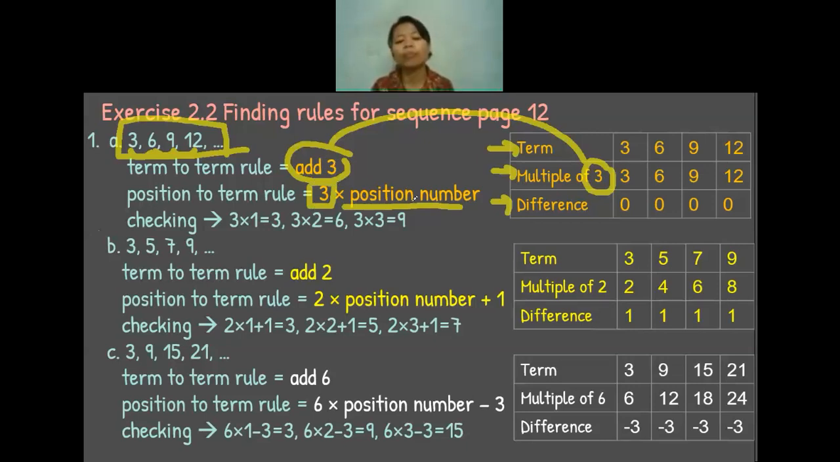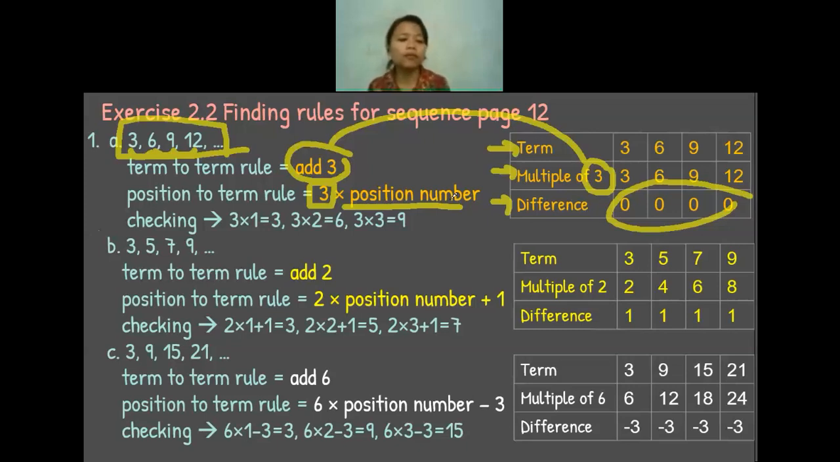That's why the position number we will multiply it by 3. After that, we are supposed to add it by the difference. Since the difference in here is 0, we don't have to write it as 3 times position number plus 0. We don't have to write it like that. We can just write it as 3 times position number.